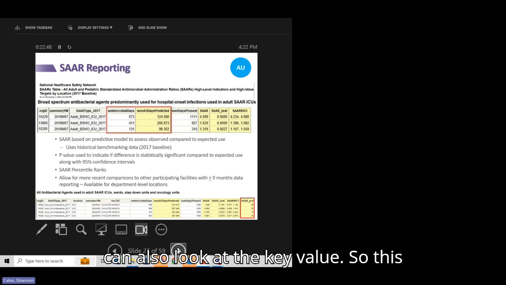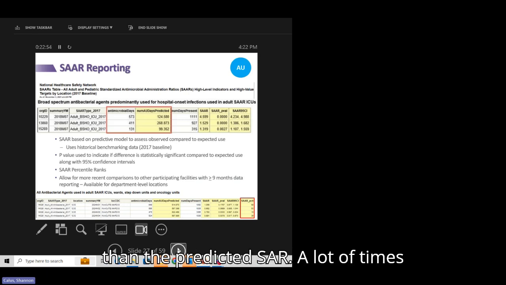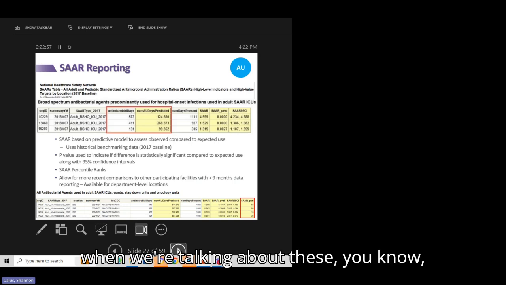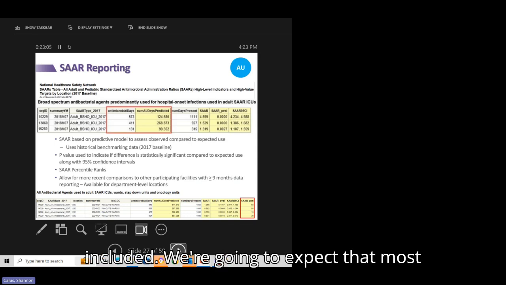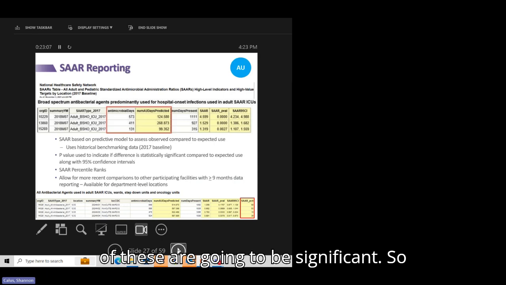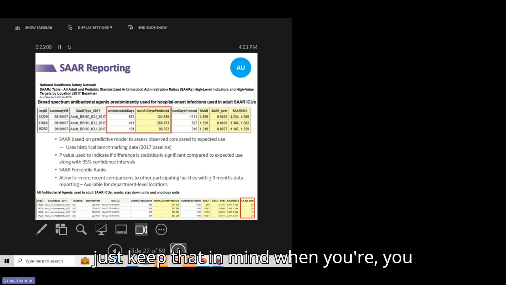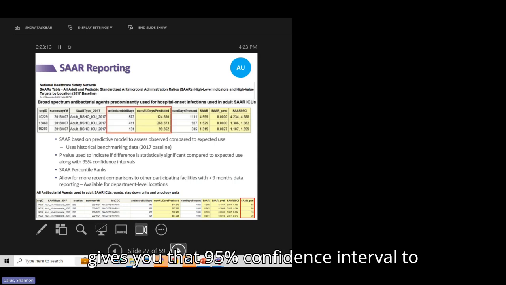You can also look at the p-value, so this will give you whether it's statistically significantly different than the predicted SAR. A lot of times when we're talking about these huge data sets and larger upload information that's included, we're going to expect that most of these are going to be significant. So just keep that in mind when you're sharing it with others. And it also gives you that 95% confidence interval to see what the expected range would be.